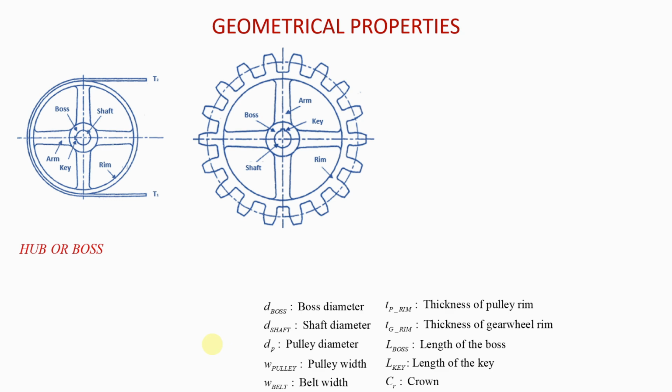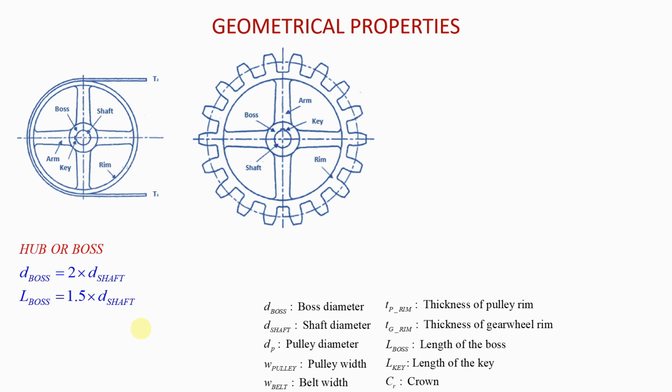The first one is that of the hub or the boss. The diameter of the boss is equal to twice the diameter of the shaft. So if you get a question and you are given the diameter of the driving shaft, then it's very easy to get the diameter of the boss. You just multiply that by 2. And then you also have the length of the boss, and that is equal to 1.5 multiplied by the diameter of the shaft, okay?